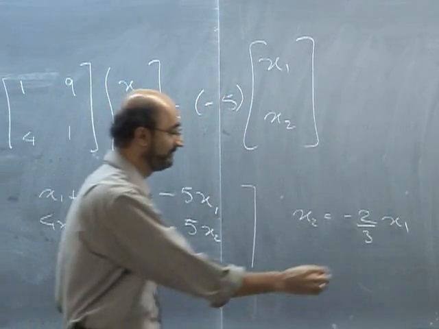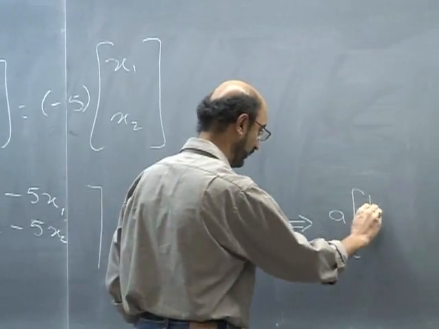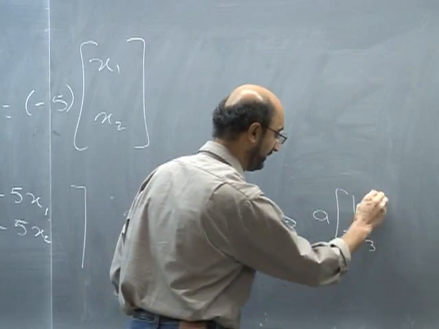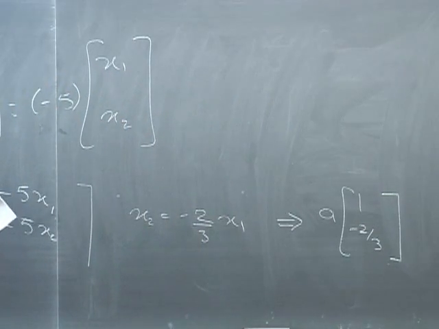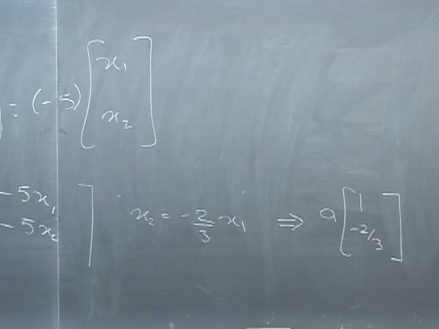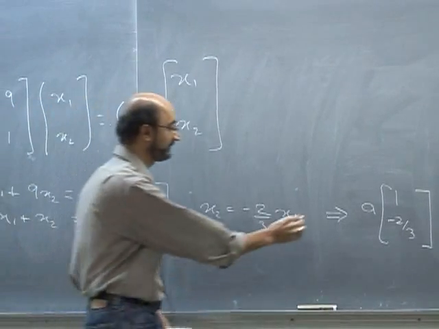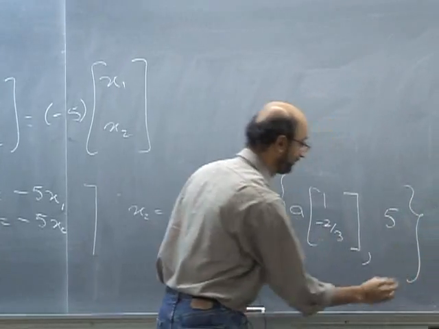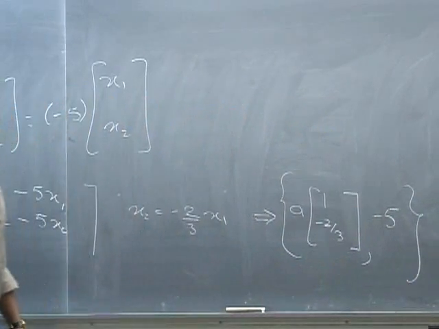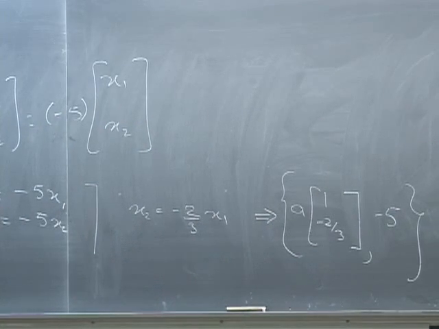And so the vectors that correspond to this are of the form a times (1, minus 2 over 3). That vector (1, minus 2 over 3) multiplied by any constant a is an eigenvector corresponding to the eigenvalue of minus 5. So if you want, you could say this is the eigenvector, this is the eigenvalue of minus 5, and that's one solution to the homework.